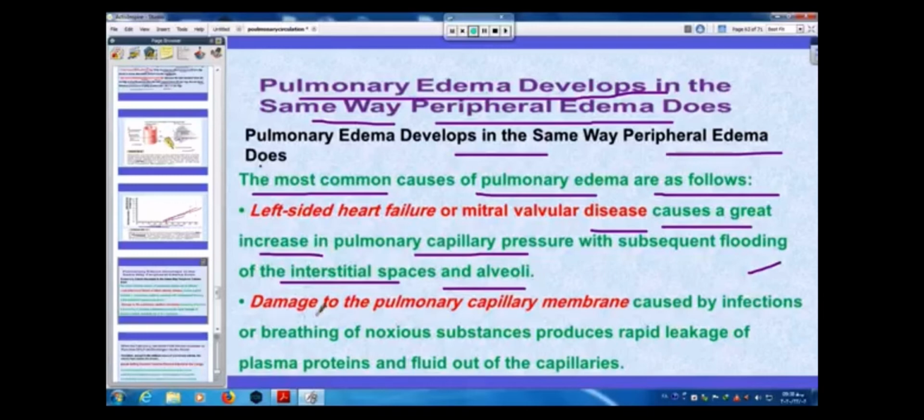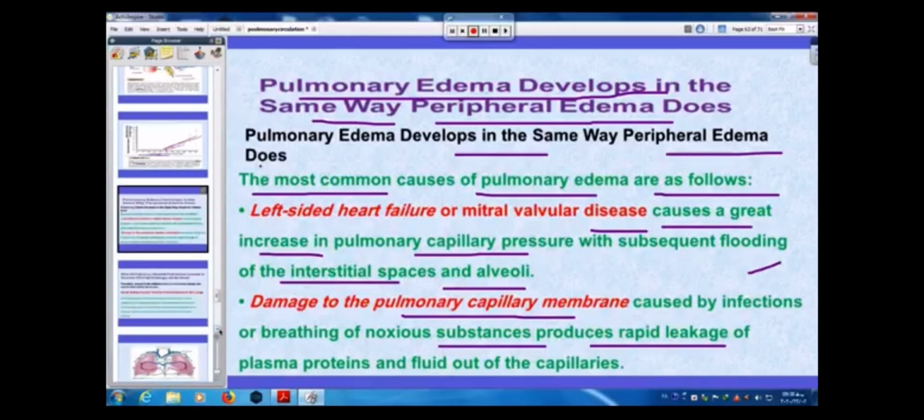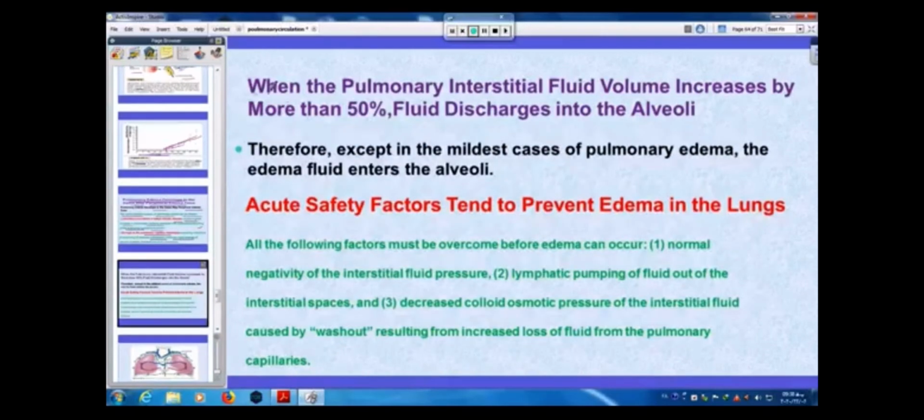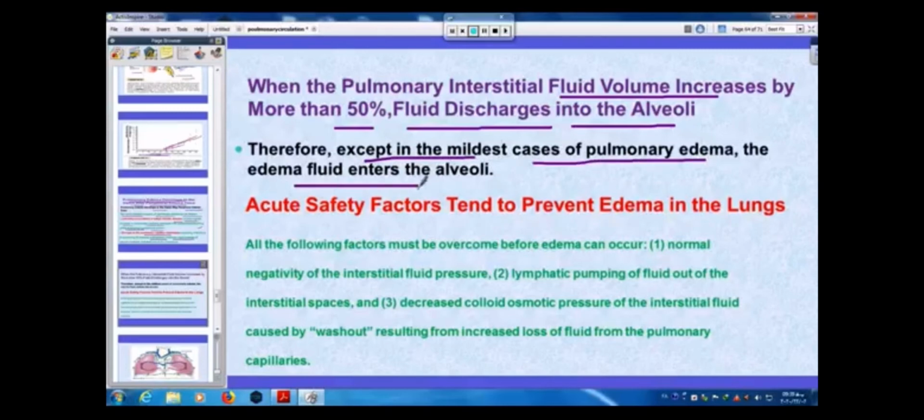2. Damage of the pulmonary capillary membrane caused by infections or breathing of a noxious substance produces rapid leakage of plasma protein and fluid out of the capillaries. When the pulmonary interstitial fluid volume increases by more than 50%, fluid discharges into the alveoli. Okay, therefore, except in the mildest cases of pulmonary edema, the edema fluid enters the alveoli.